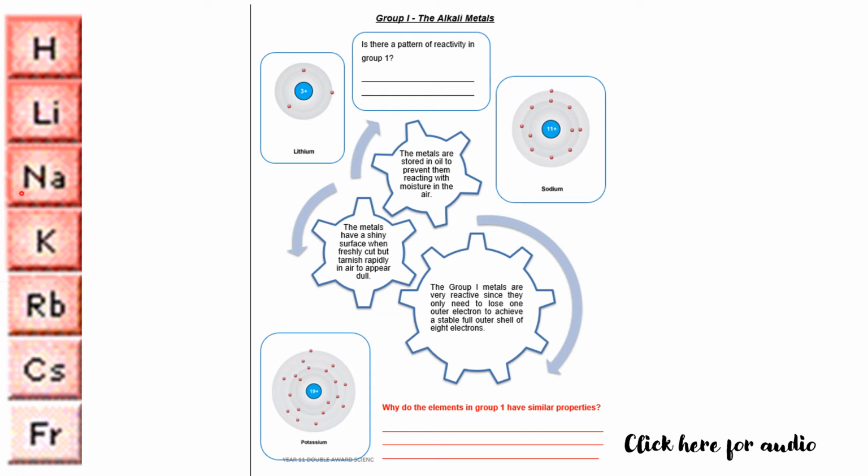Finally, the last metal we're kind of looking at is potassium. Potassium, you can see down here, has got 2 electrons in the first shell, 8 in the second, 8 in the third, and 1 in the outer.